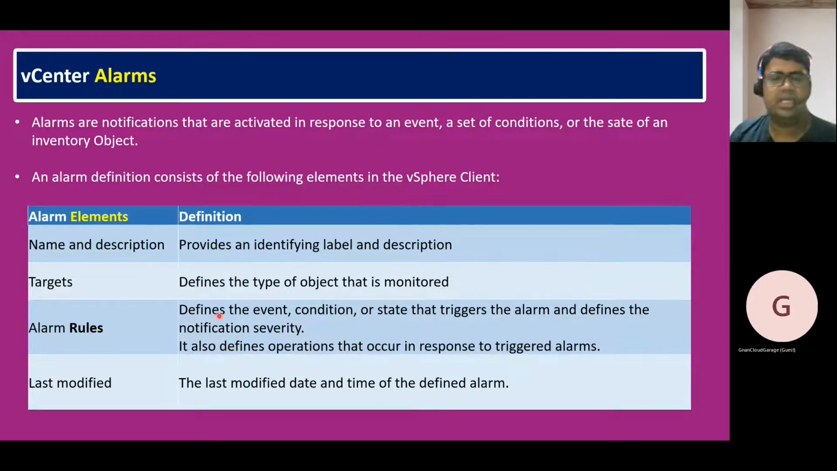The point I highlighted here defines the event condition or state that triggers the alarm, and defines the notification severity. That severity can be either critical or warning. It also defines operations that occur in response to the triggered alarms, and the last modified date and time of the defined alarm. These are the main settings when we plan to configure either a new alarm or use the existing predefined alarms.